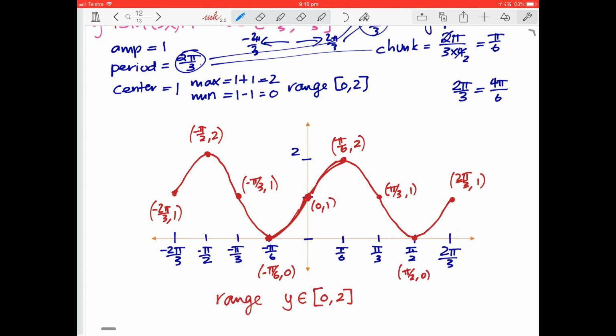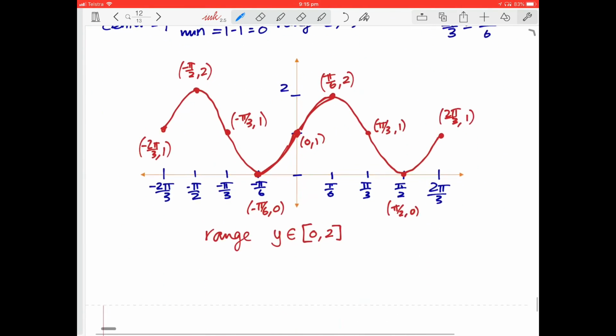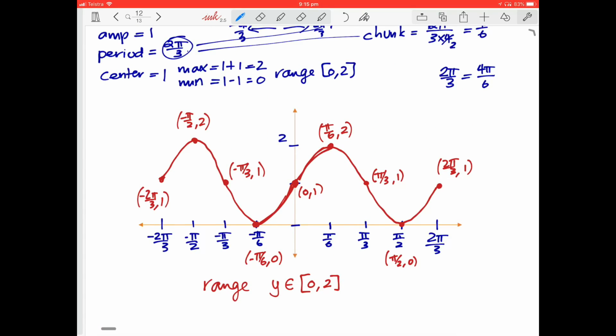Okay, so that's the basics of graphing sine and cos graphs. Next up, I'll show you how to graph tan graphs, and then also translations of sine, cos, and tan graphs. Hopefully this has been useful.